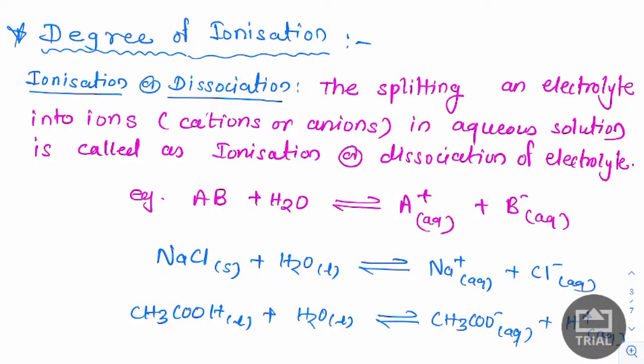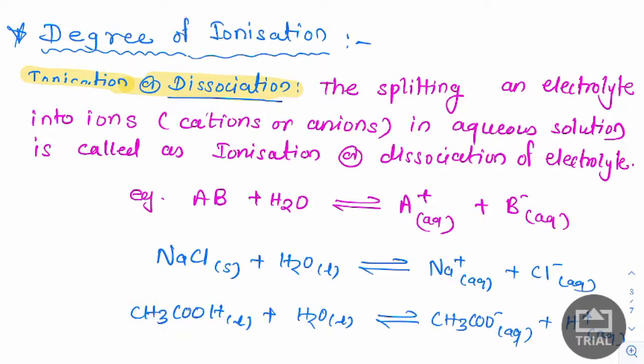Namaste friends. In this session, we are going to learn what is meant by degree of ionization and the factors affecting the degree of ionization. So let us discuss degree of ionization. It is also called the degree of dissociation. Ionization and dissociation are two words that have a common meaning. So what is meant by dissociation or ionization?